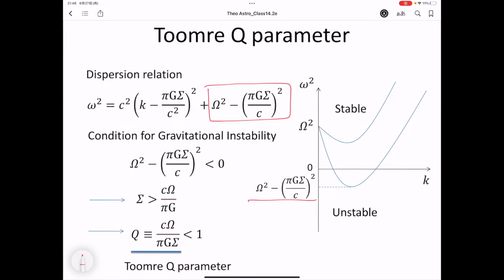By rearranging this equation, you find that c omega over pi G sigma has to be just less than 1. So we introduce a new value, the Toomre Q parameter, defined as c omega over pi G sigma. By using linear perturbation theory, we derive the Toomre Q parameter. But the equation is very similar: before, we derived that the square root of 6 times c omega over pi G sigma is less than 1. There is only a difference of the factor of the square root of 6. Except for the square root of 6, we have the same equation.